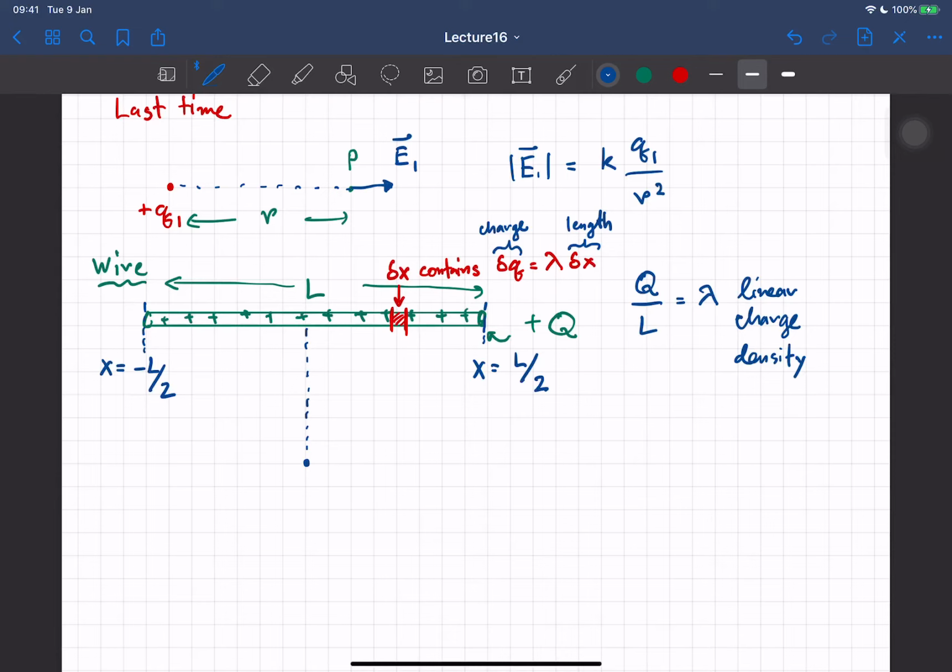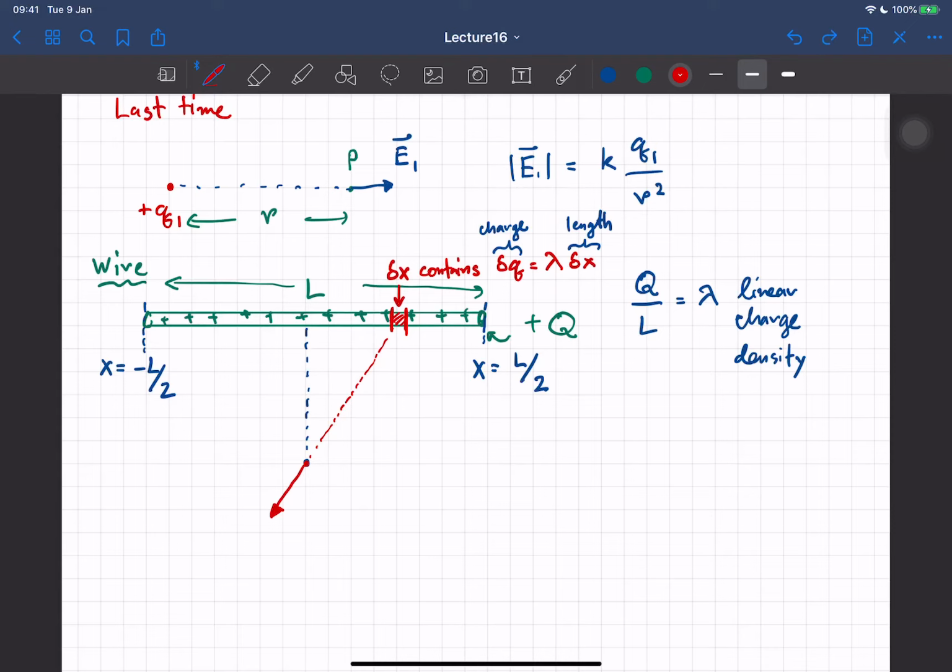Once we know how much charge we have, we can write down the electric field at this point here, right? Because it's just a point charge. If delta x is small enough, we can consider this as a point charge. So what's the electric field coming out? It's going to point away from the charge, in that direction. And the magnitude is going to be according to this formula here.